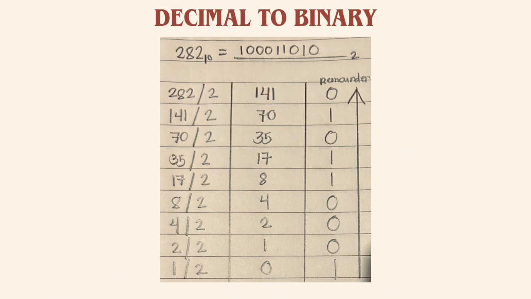So, you will write the answer from bottom to up. 282 base 10 is equivalent to 100011010 base 2.